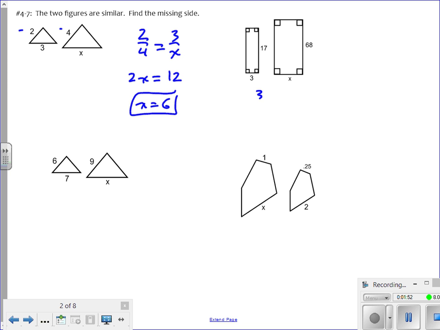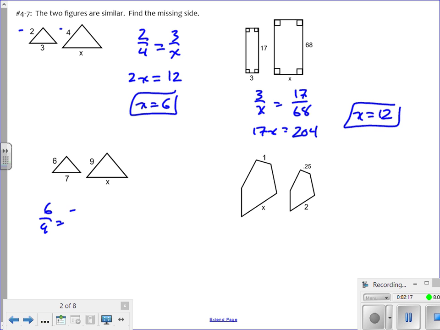The next one, we have 3 over x equals 17 over 68. And so then we'll cross multiply. We end up with 17x equals 3 times 68, which is 204. Divide both sides by 17, and x equals 12. Here we go, 6 over 9 equals 7 over x. Again, cross multiply. 6x equals 63, which means x equals 10.5.